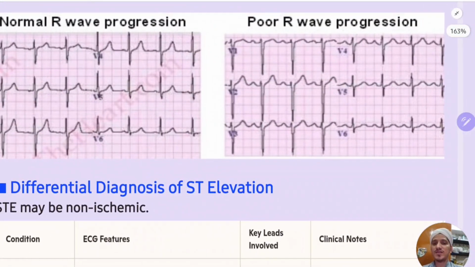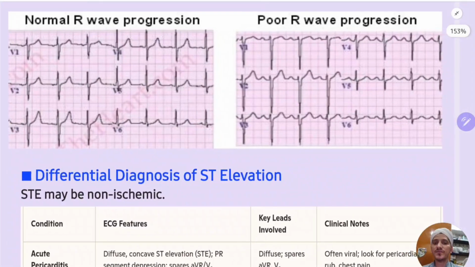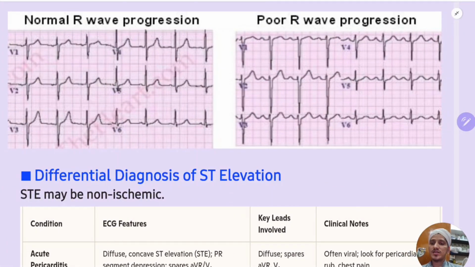This is one ECG for poor R wave progression. See here, this is an ECG of normal R wave progression. So what is normal? You see the V3 lead. If the amplitude of the R wave in V3 is more than 3 mm, then it is normal R wave progression. Here, this is one large square and half of the second large square, so 5 plus 3, 8 mm. The amplitude is 8 mm, so this is a normal R wave progression.